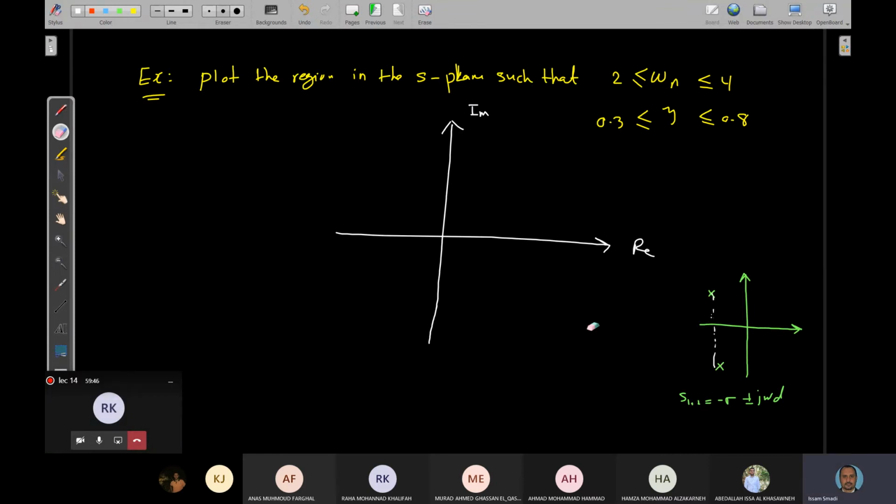Okay, so let's make it perfect. Those must be on the same line. Now we know that this distance from here to here is sigma, and this distance from here to here is omega d. So if we do the math, this will be what? Omega n, correct? So here omega n equal to 2, so this one is 2, and this will be minus 2. Omega n equal to 4, this will be 4, and this will be minus 4.